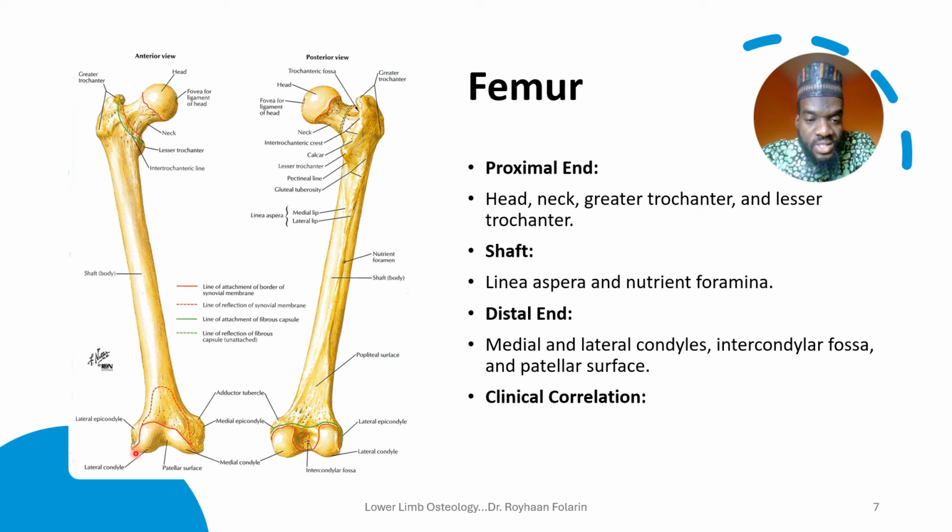This broken line you're seeing here is a line of reflection of the synovial membrane that contributes to the formation of the knee joint. Now this is the condyle. The part that is protruding out above the condyle is called the epicondyle. So here is the medial epicondyle.